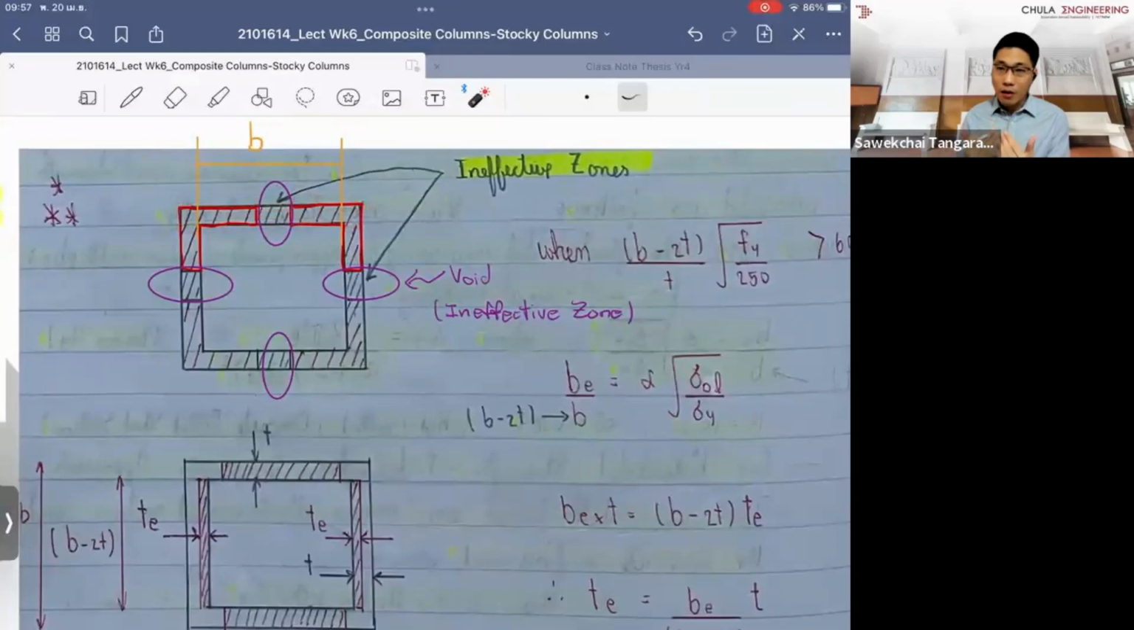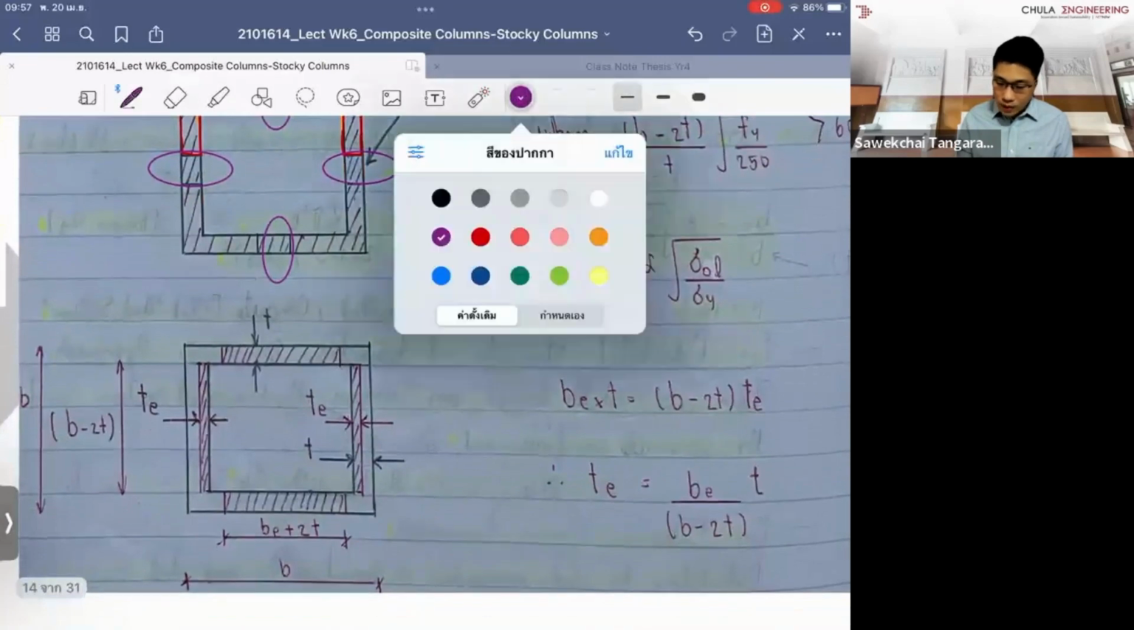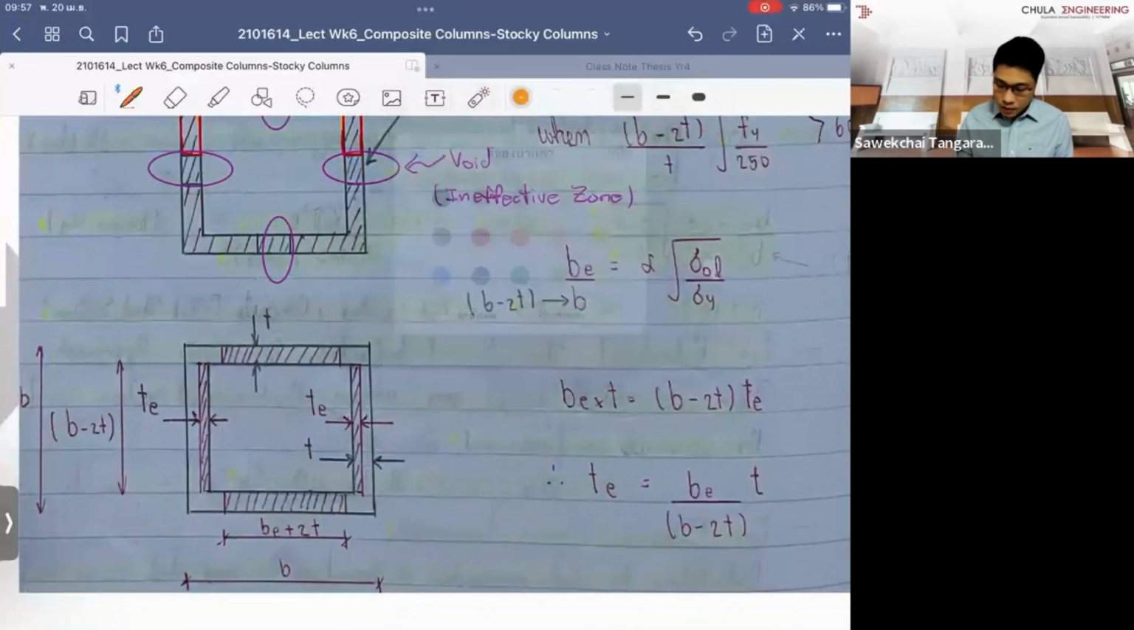Because when we're looking at the combination of the axial force and the bending moment, we only look at the bending over the x-axis here.